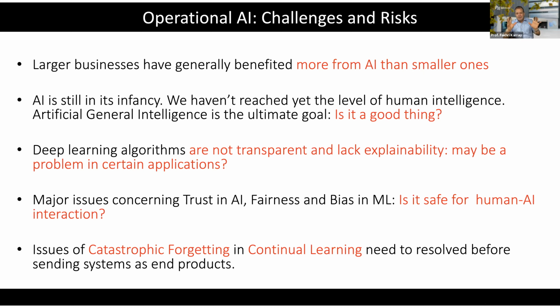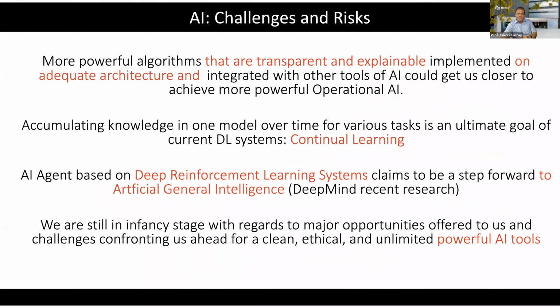There are a number of solutions that have been presented, and some of them merge semi-supervised learning model architectures with other architectures of reinforcement types of learning. One of the very recent articles, by DeepMind, in this particular area is worth reading. I'm going to mention it because it is very recent and provides a number of insights on whether people are able to reach general intelligence. So more powerful algorithms that are transparent and explainable, implemented on adequate architecture and integrated with other tools of AI, could get us closer to achieving more powerful operational AI.